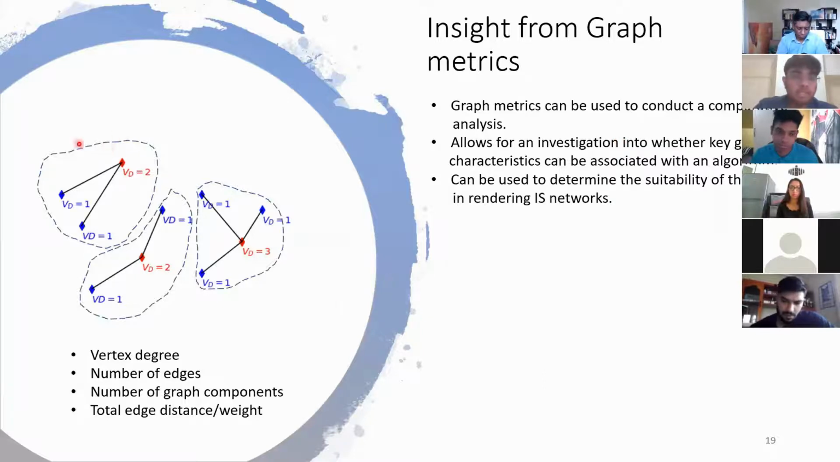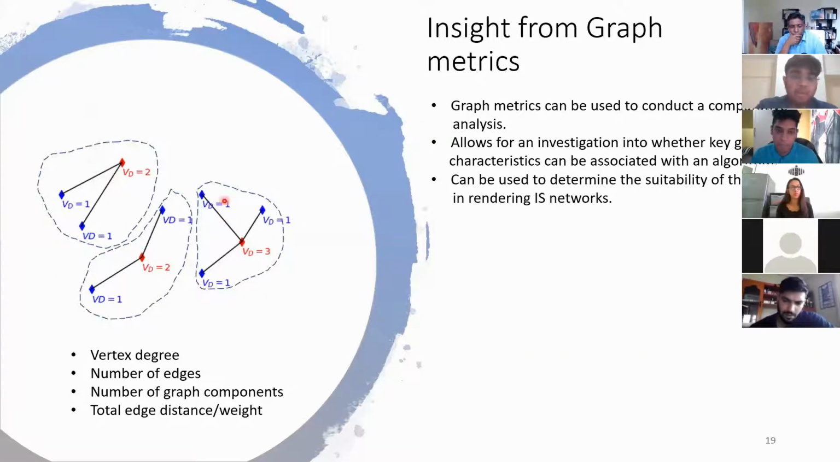So I just have an illustration here to illustrate the graph metrics used. So you have the vertices and you have vertex degrees. A vertex degree of 1 implies that there's one edge incident to that vertex. So for vertex degree of 2, you have 2 edges connected to that vertex. The number of edges are basically the total number of edges in the graph. So if this is some graph G, you would have 7 edges.